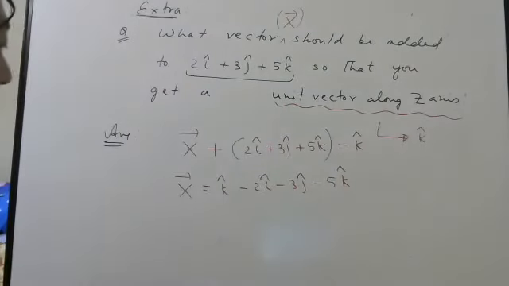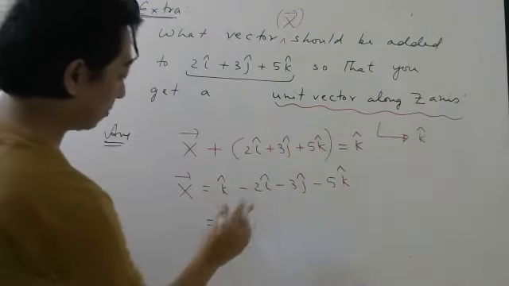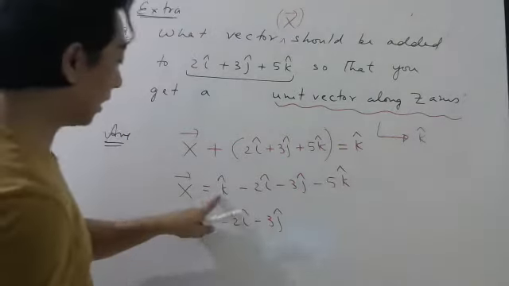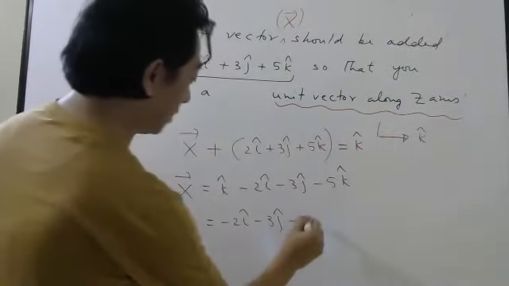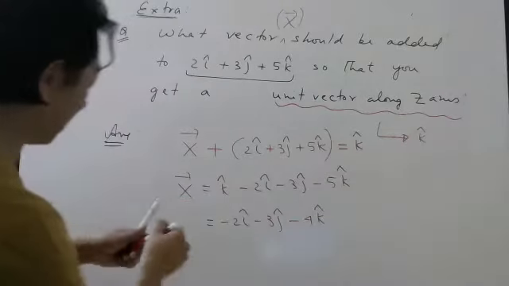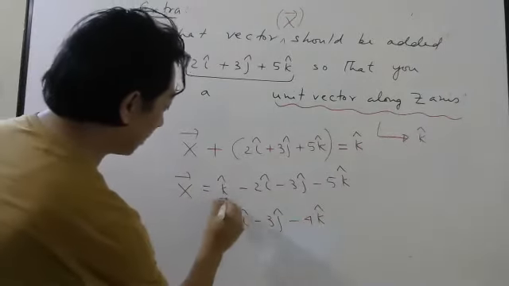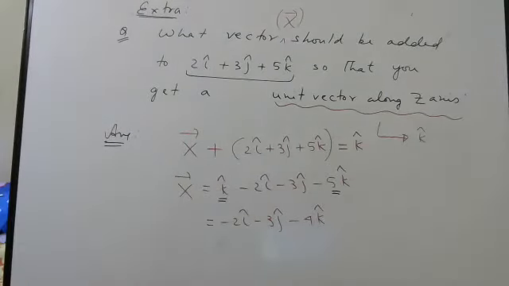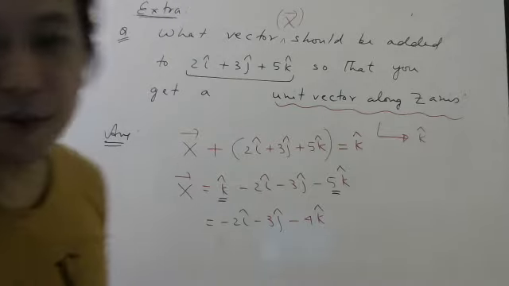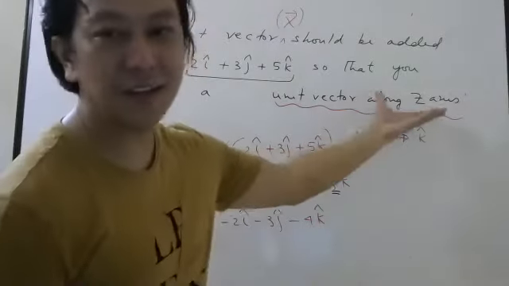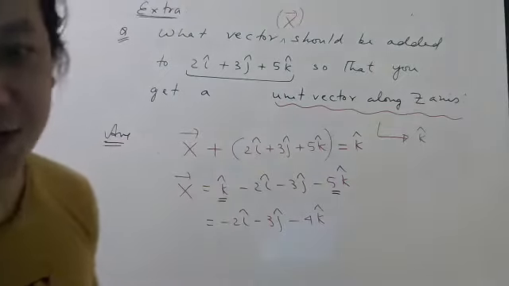Stalin, you have done a mistake, I think. So minus 2 i cap, minus 3 j cap. K cap minus 5 k cap will be minus 4 k cap. These two are the like terms, no? Others will stay like that only. Simple or not? Nothing is there. Just you should know which unit vector is along x-axis, y-axis, that you should know.